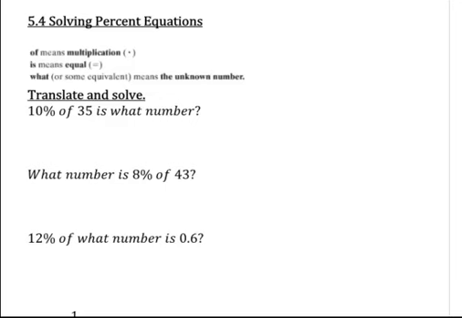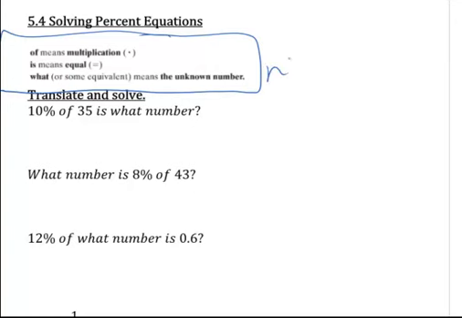All right, section 5.4 is going to show us how to solve percent equations. There are a couple of key things we're going to want to remember. Anytime I see the word of, that means I'm going to multiply. The word is means equal, and the word what, or some sort of equivalent of that, is going to be our unknown number. We've typically been calling that the letter n.